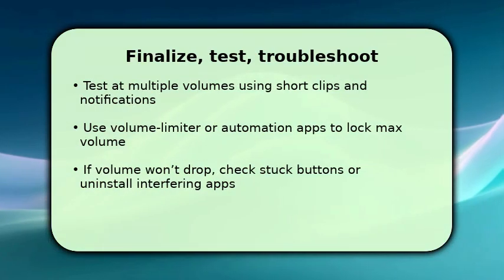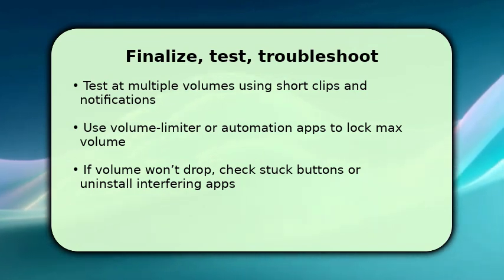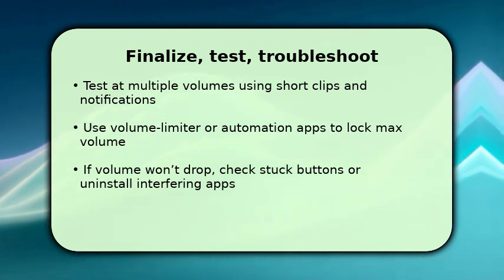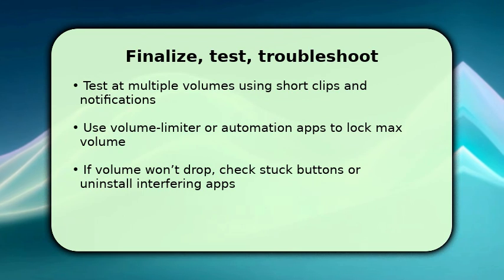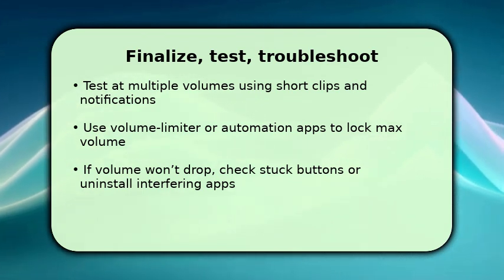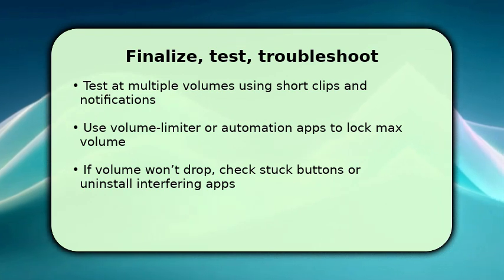You finish by testing. Play brief clips and trigger notifications while adjusting sliders in small increments to find the safe low level you want. Then install or configure a reputable volume limiter or automation app to lock the max output, and create quick shortcuts or widgets for instant control.